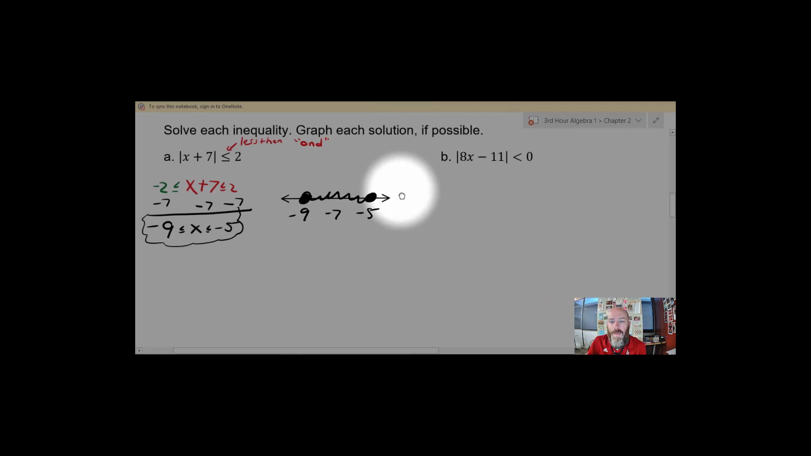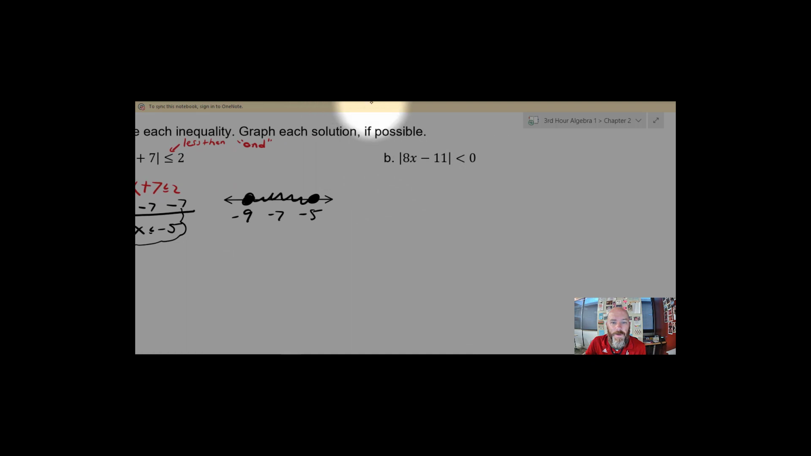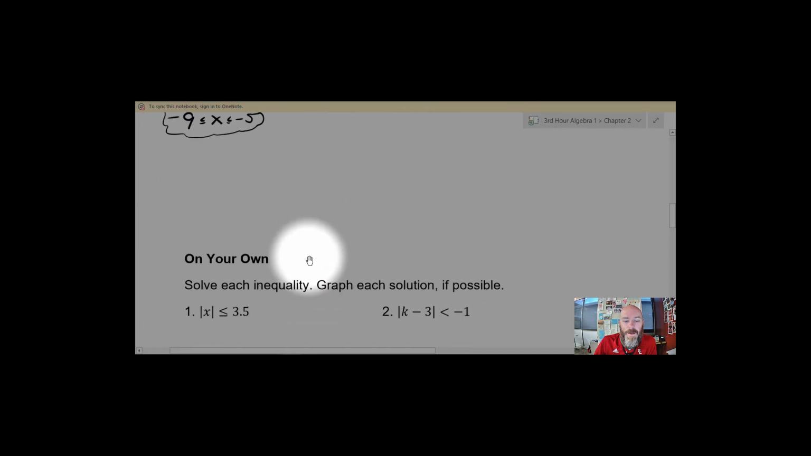Now, example 1b, I see a 0 here. So as soon as you see a 0 or a negative, you need to stop, put on the brakes, and think. Absolute value represents positive numbers. So what positive numbers are less than 0? And that's none of them. So this is a no solution. So whenever you see a negative or a 0, make sure you stop and think what it's asking.